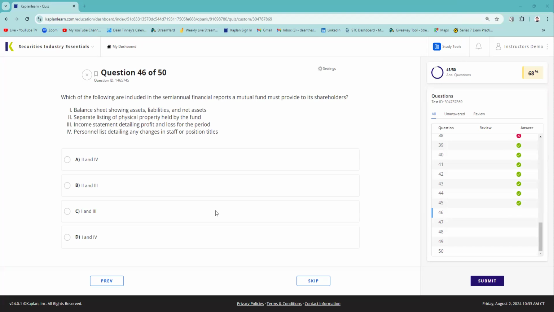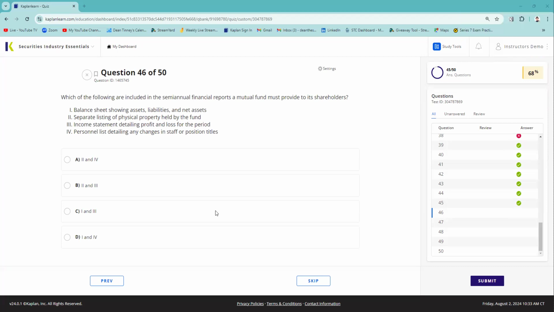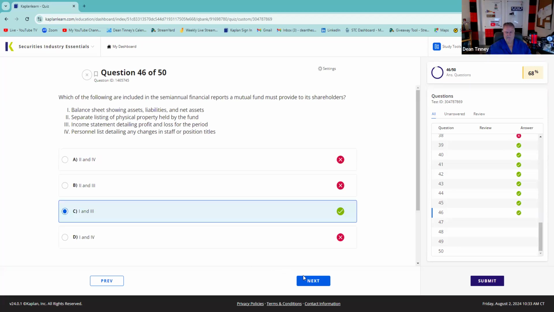A personnel list detailing any changes, wouldn't they have to do that too? Well, no, because there's thousands of people there, right? That doesn't have to tell me that. What I want is the financials. Yeah, you want 1 and 3. Yeah, I want the financials.